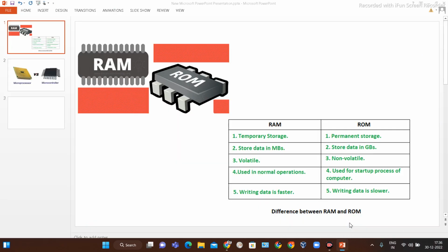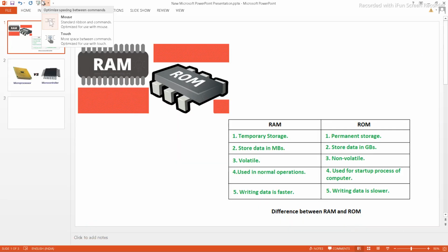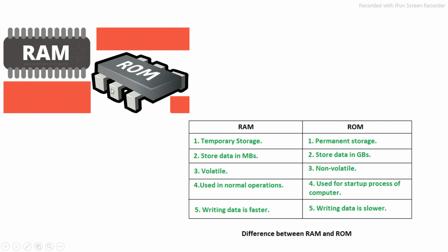Firstly, we'll be looking at the RAM and ROM. RAM is random access memory and ROM is read-only memory. So what is this memory? Memory is just like a platform.